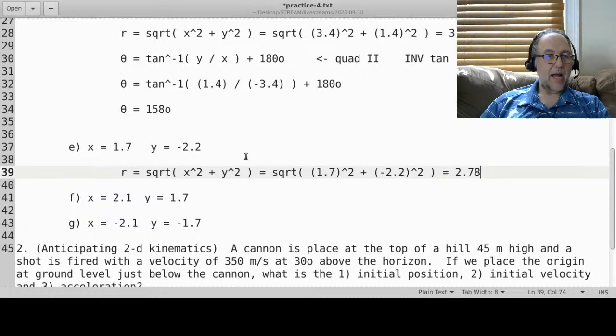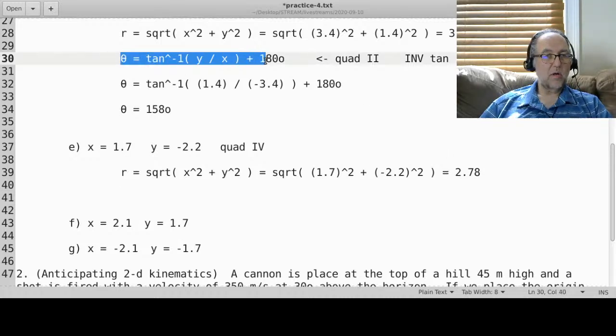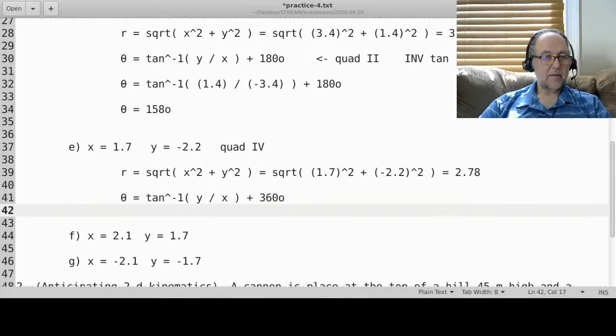Now what quadrant is this in? This one has x positive, y negative. That is quadrant 4. And in quadrant 4, it's this formula right here, but you have to add 360 degrees, okay?